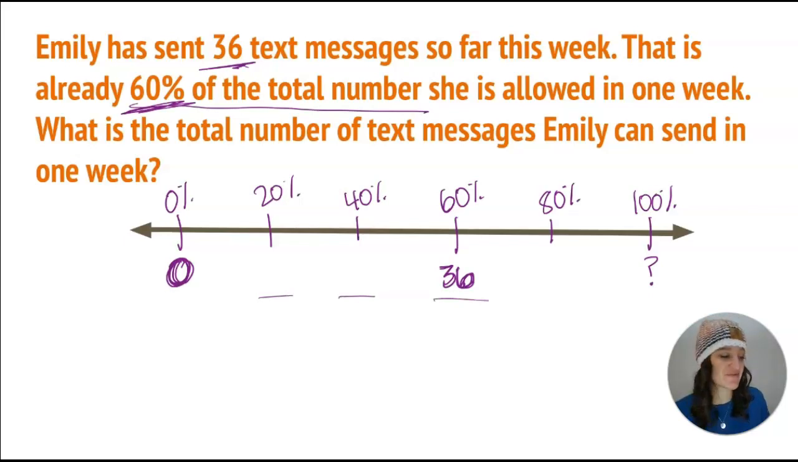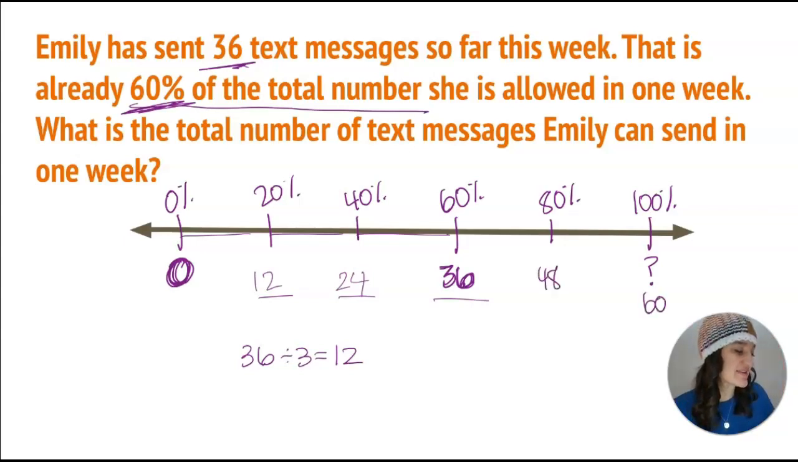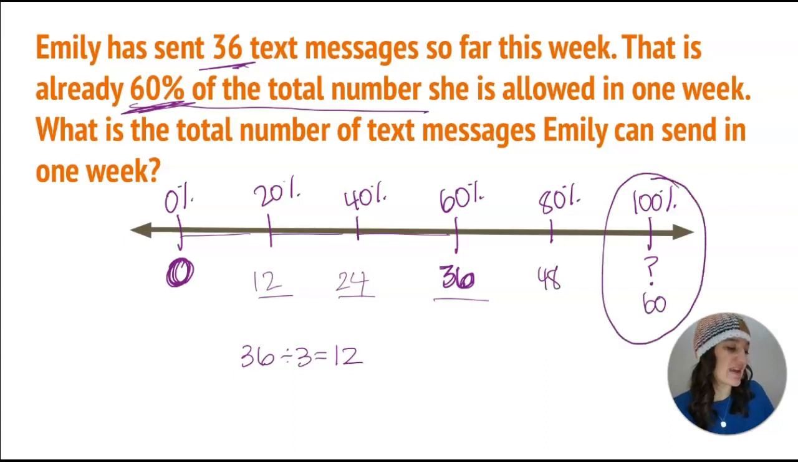Can I count by 12s? 12 plus 12 is 24, plus 12 is 36. Yeah, we're going to count by 12s, right? And I could do that this way as well. There are 1, 2, 3 tick marks. So 36 divided by 3 is 12. So that's how I know I can count by 12s: 12, 24, 36, 48, and the next one is 60. So Emily can send 60 messages in 1 week.